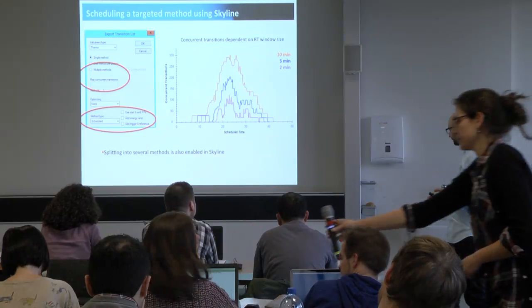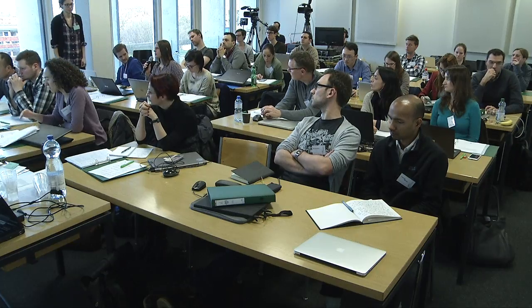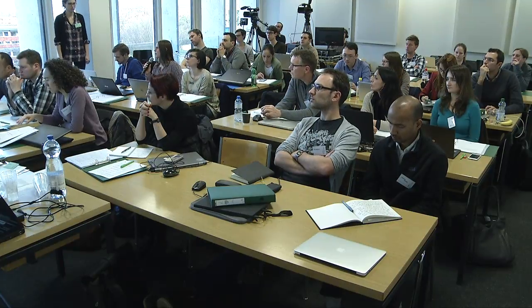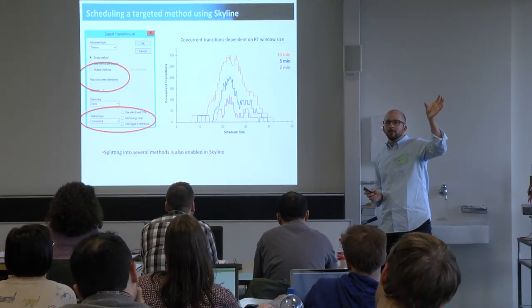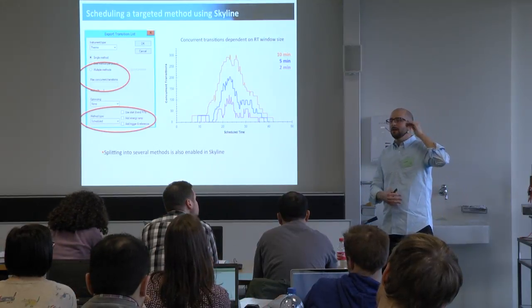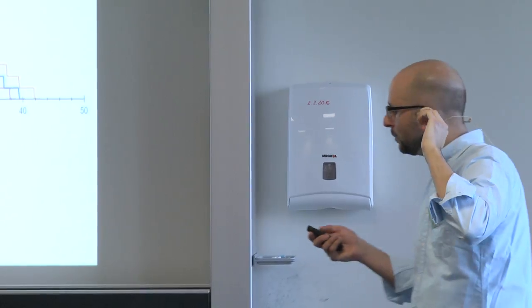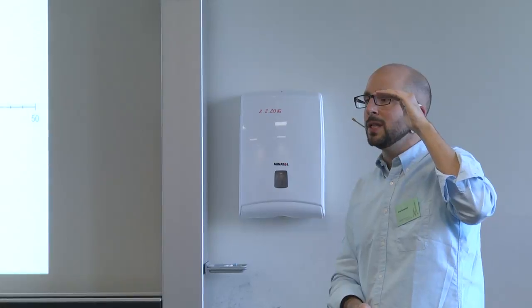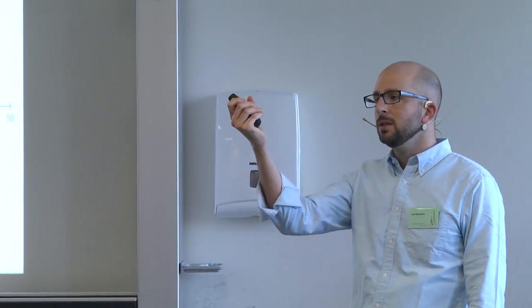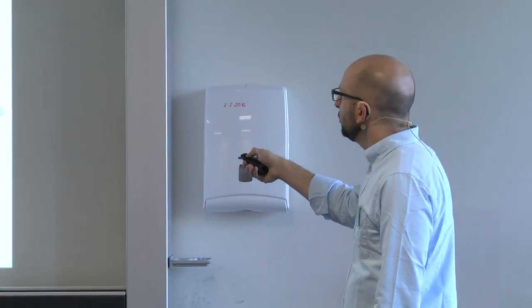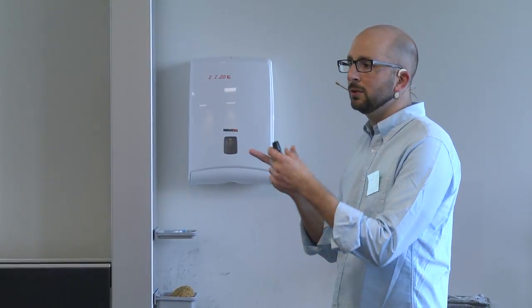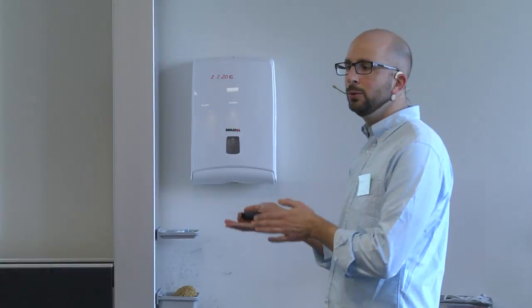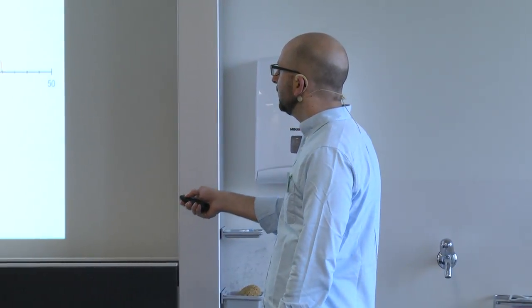Yes? The number of concurrent transitions, isn't it dependent on the complexity of your sample? No, it depends on the complexity of the list of transitions. So it depends only on what you've set in your document. And then let's say you have 1,000 transitions in your document. What this plot does is it looks at these 1,000 transitions, what are the retention times of these transitions, and then it calculates in a 2-minute window how many of them would be concurrently measured. And in a 5-minute window, how many of them would be concurrently measured. And of course, since different peptides elute at different retention times, this is calculated along a chromatogram.